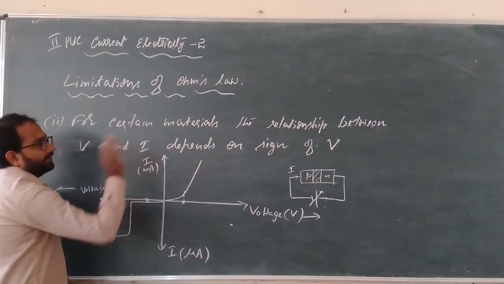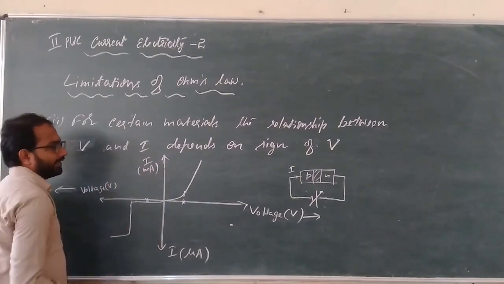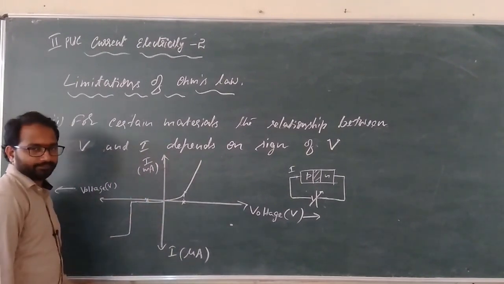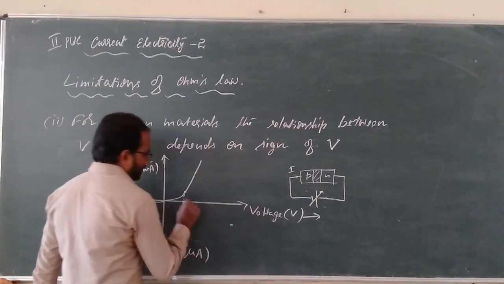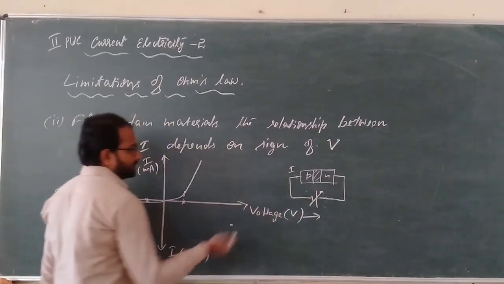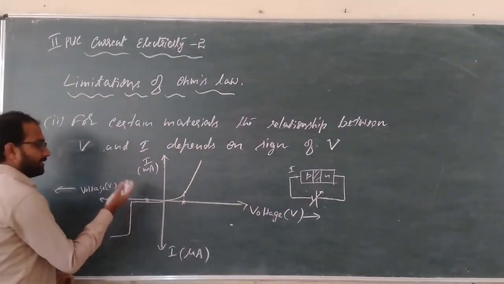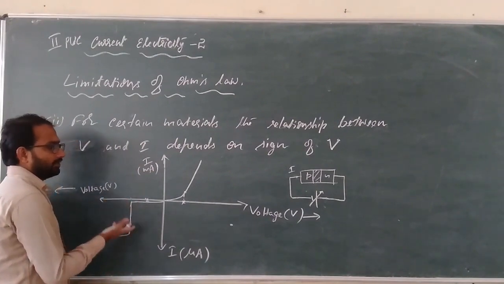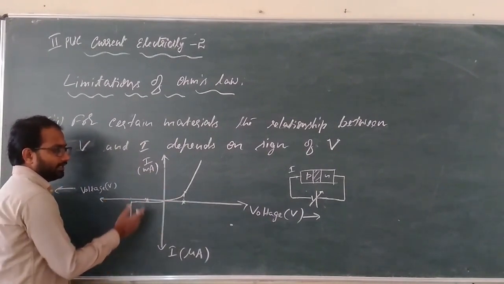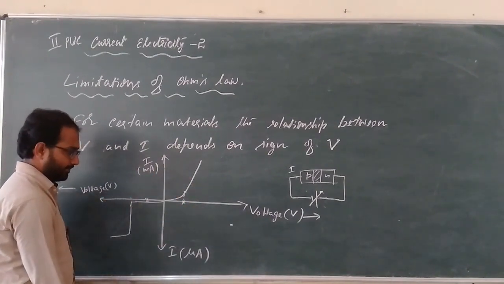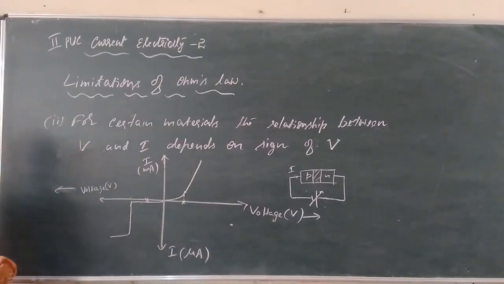So for some materials, the relationship between V and I depends on the sign of V. Keeping the magnitude fixed, if you change the polarity, for the same magnitude of voltage you are not getting the same value of current as obtained for forward bias. So that is another limitation. Here Ohm's law is not applicable. Ohm's law does not hold.